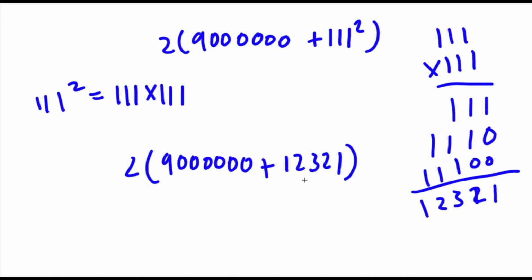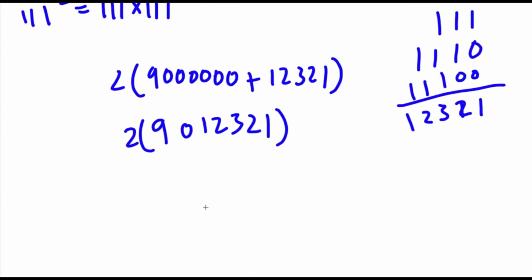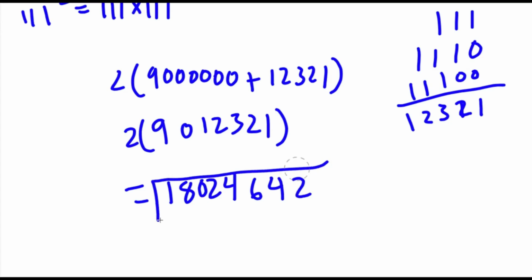Now, 9 million plus 12,321 is going to be 9,012,321. And 2 times this is going to equal 18,024,642. So this is our answer.